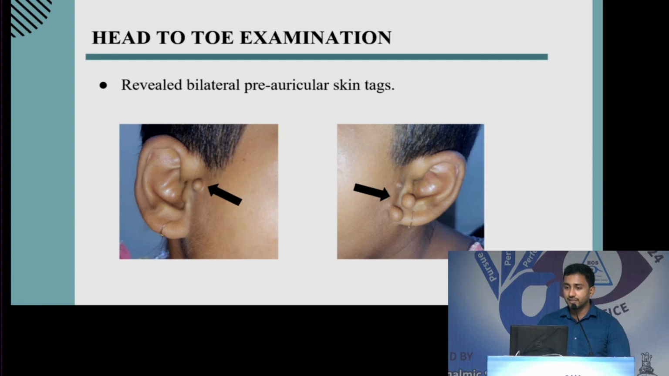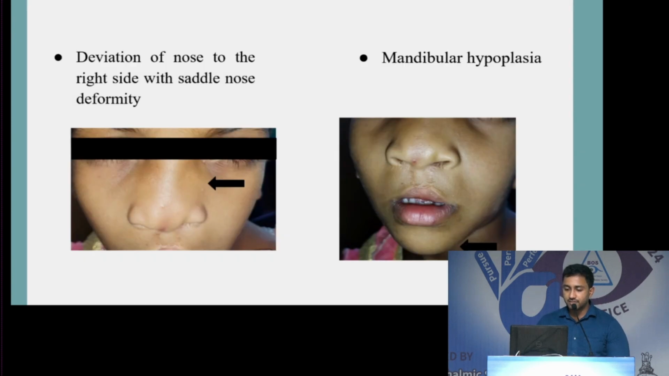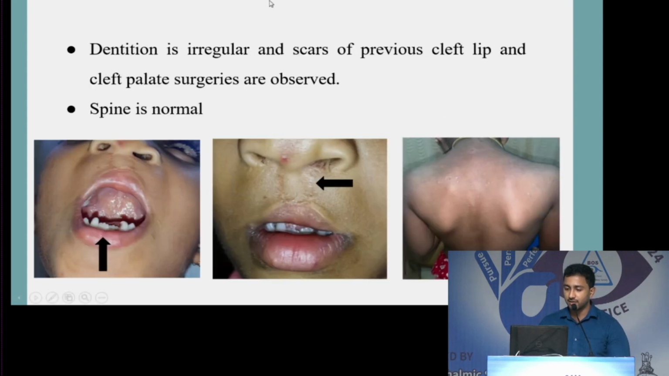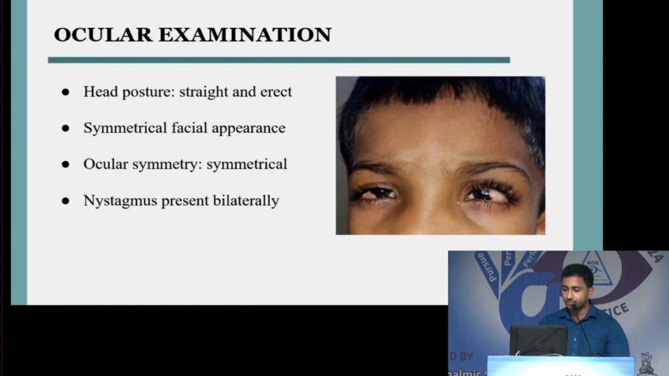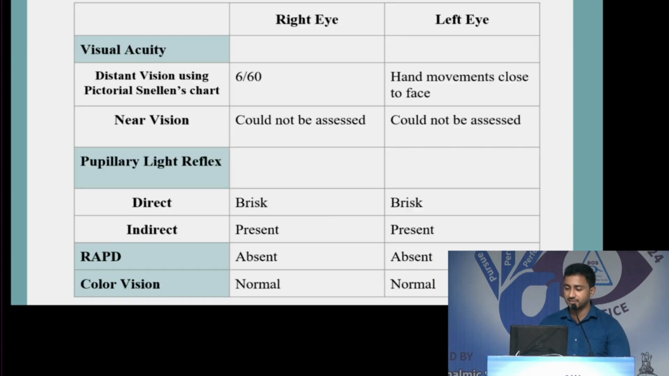Coming to head to toe examination, it revealed bilateral preauricular skin tags, and there was a deviation of the nose to the right side with a saddle nose deformity as seen in the photo, and there was mandibular hypoplasia. Dentition was irregular, and scars of previous cleft lip and cleft palate surgeries, as described before, were observed, and the spine was normal. Coming to ocular examination, head posture was straight and erect, ocular symmetry was symmetrical, and there was nystagmus which was present bilaterally.